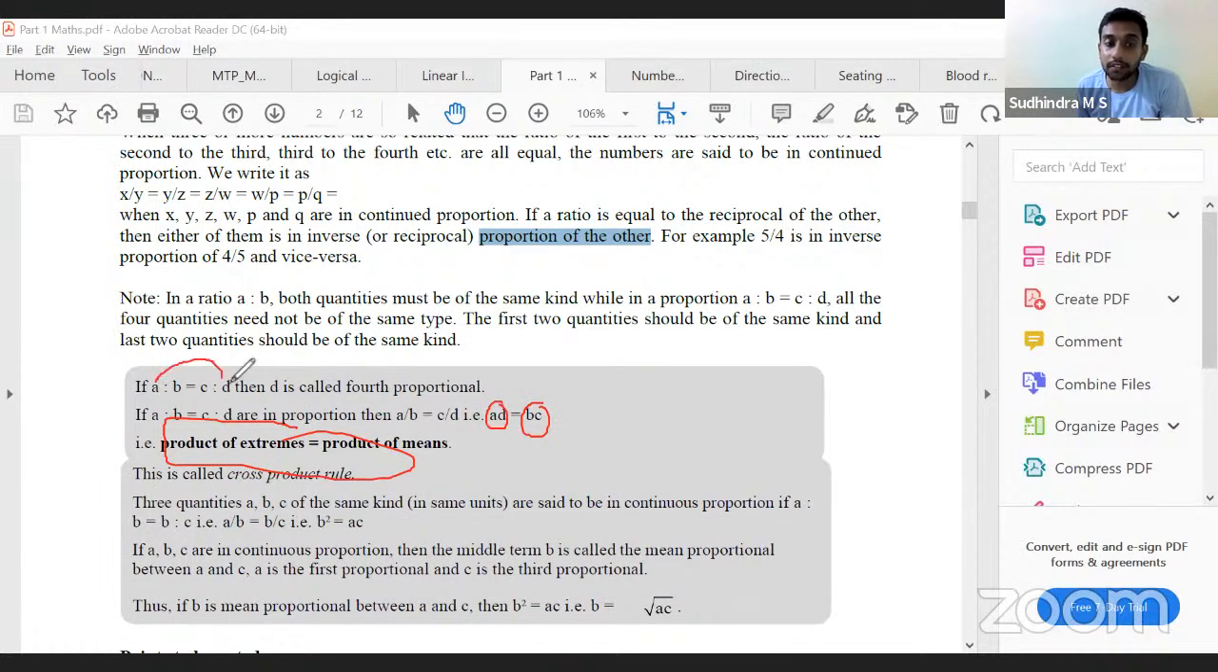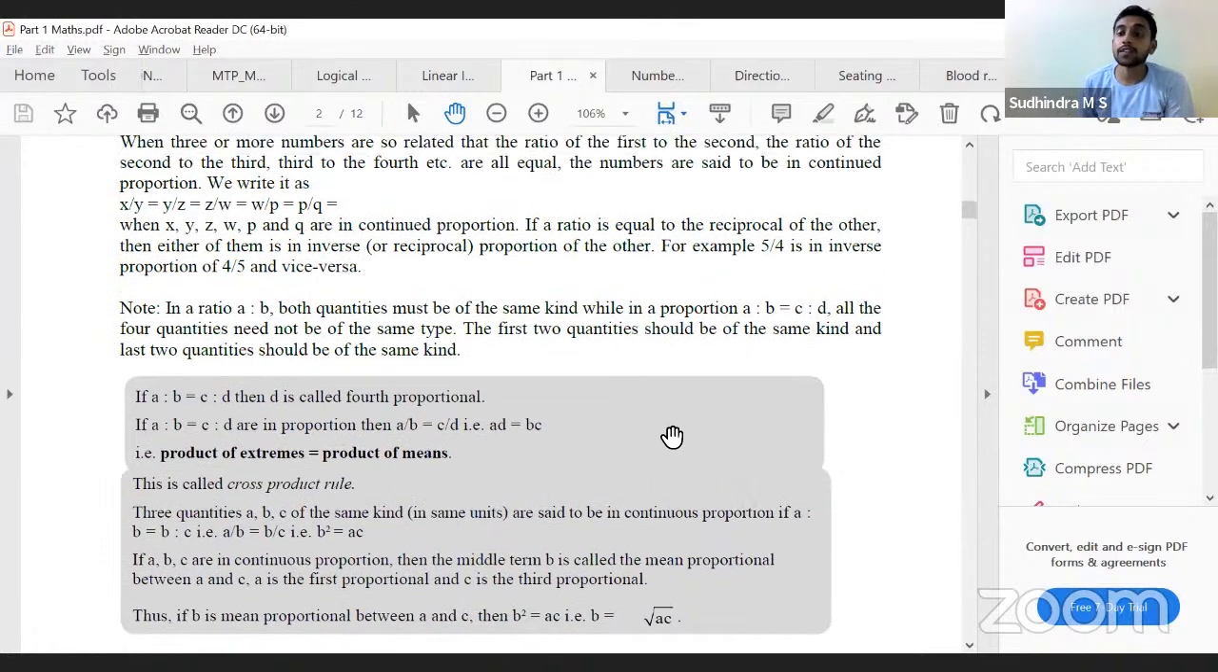AD is equal to BC. A and D are extremes. Product of extremes is equal to B into C, product of means. Product of extremes is equal to product of means. This is called the cross product rule. Three quantities A, B, C of the same kind are said to be in continuous proportion if A:B is equal to B:C.